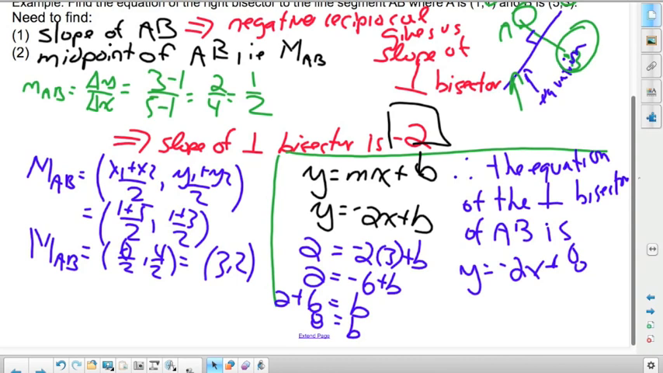On a test, this is probably at least worth 3 marks. Right? 1 mark to get the slope, another mark to get the midpoint, another mark to get the b value, and probably another mark to slap everything together. Right? So it's a lot of work. But it's only 1 question. And this could be part of yet another question.